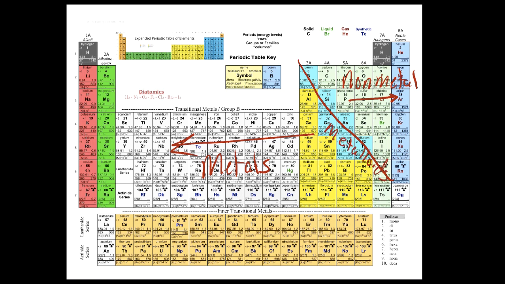All right, the metalloids, they share characteristics of metals and nonmetals. Now, I did say a moment ago that hydrogen is the oddball. See, if we say everything to the left is a metal, hydrogen's on the left. So is hydrogen a metal? No, it's a gas. So why isn't it on the right-hand side?